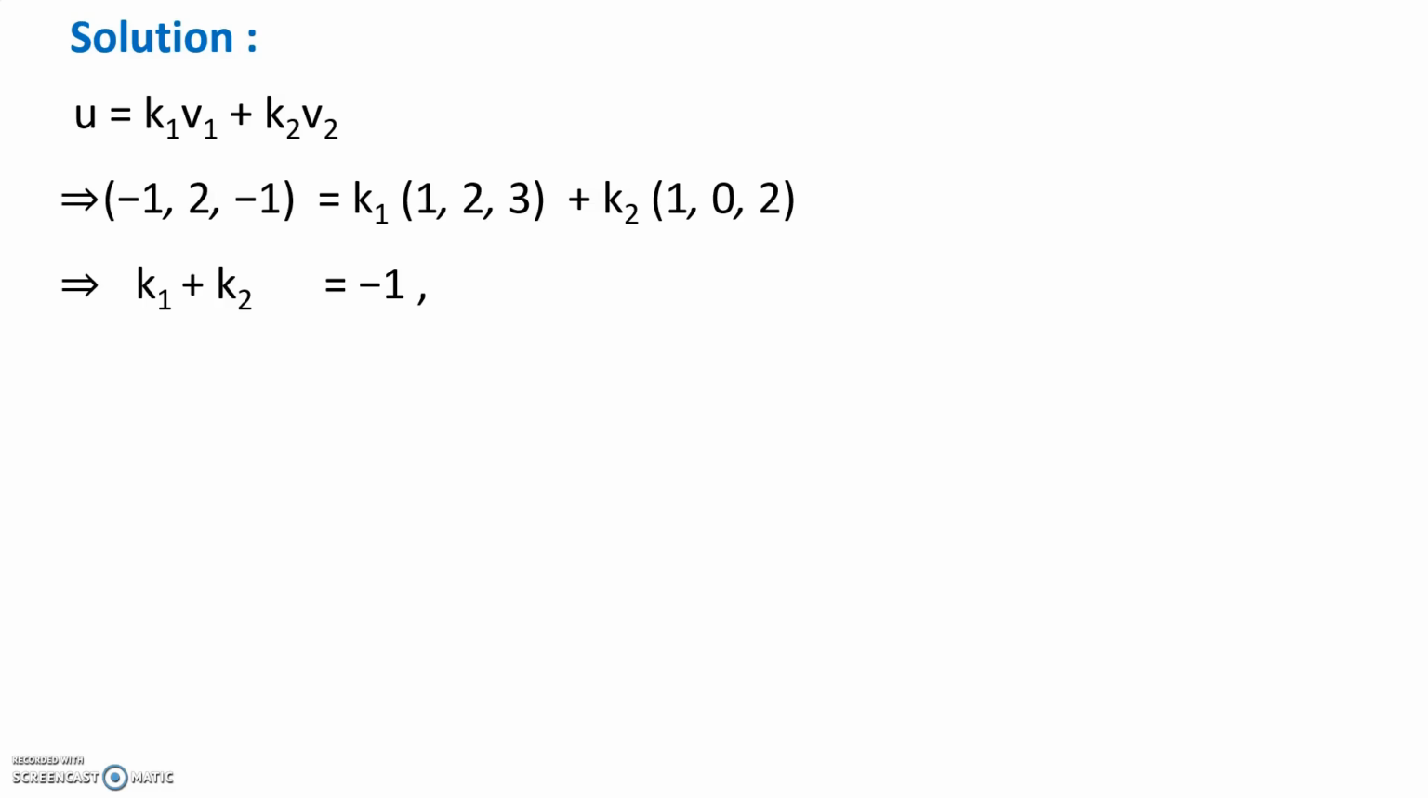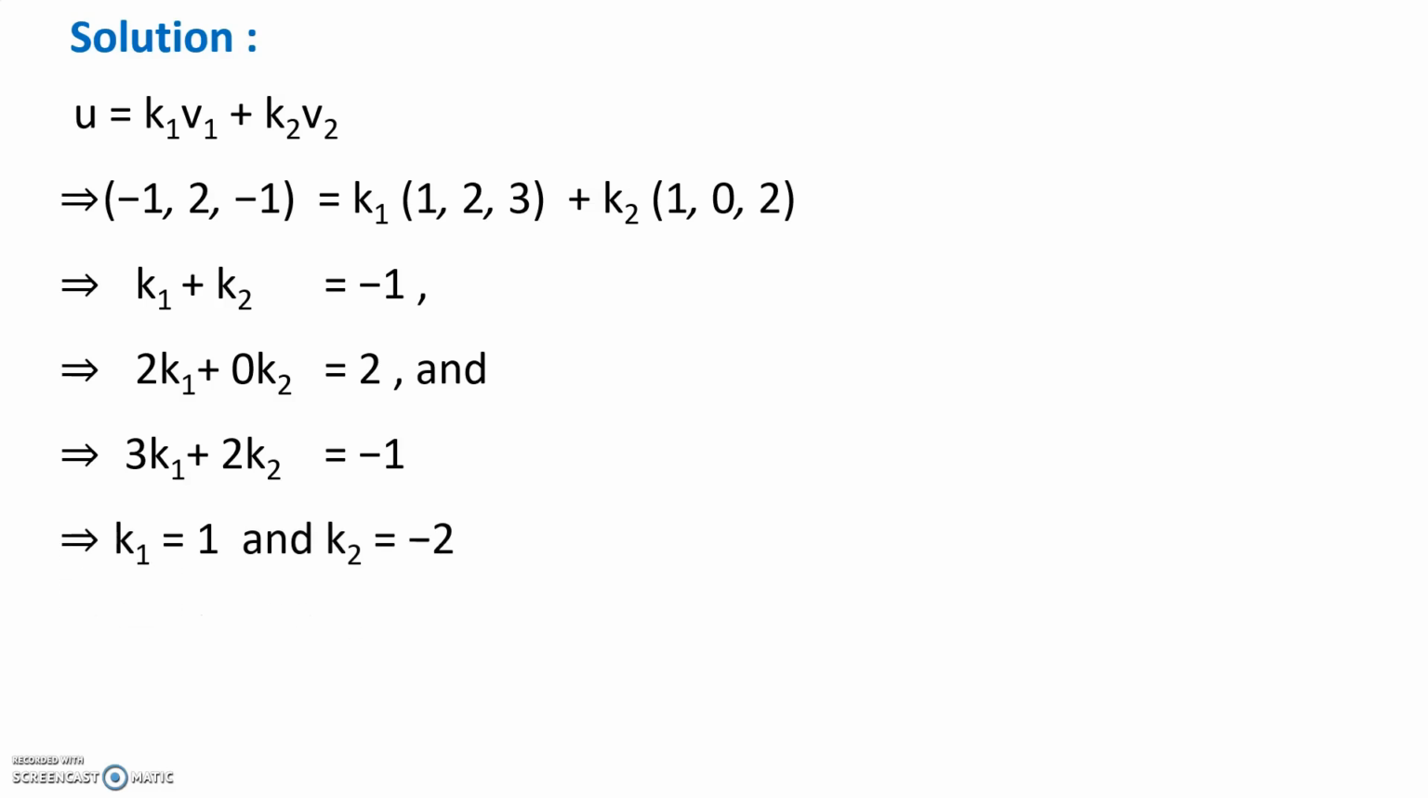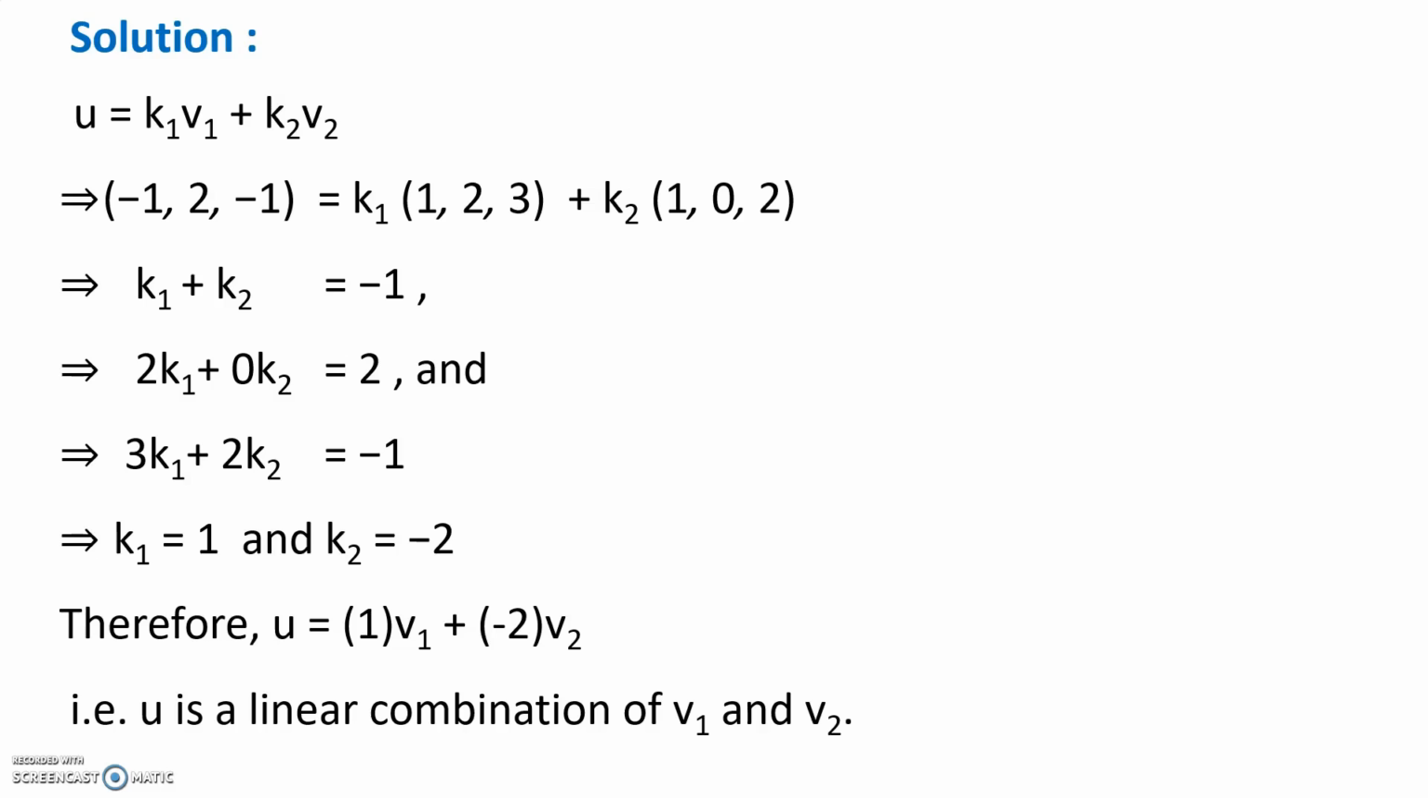By simplification, we will get the equations as k1 plus k2 is equal to -1, 2k1 plus 0k2 is equal to 2 and 3k1 plus 2k2 is equal to -1. And if we simplify these equations, then we will get the values of k1 and k2 as k1 is equal to 1 and k2 is equal to -2. And therefore, we can write u is equal to 1 into v1 plus -2 into v2. That is, u is a linear combination of vectors v1 and v2.